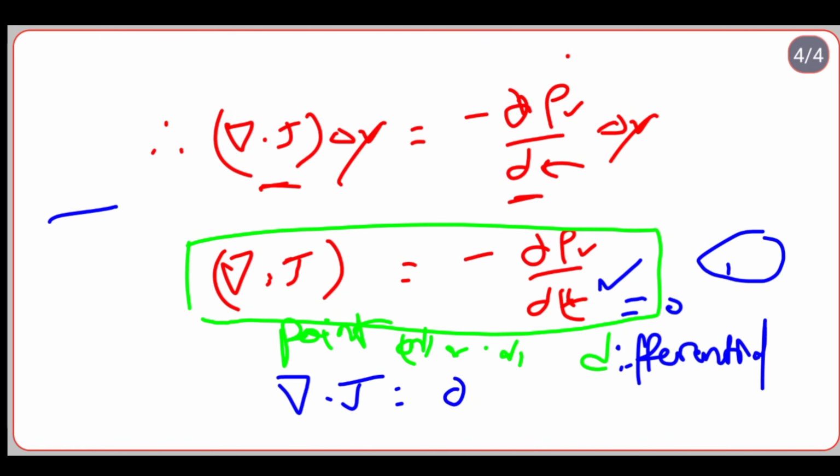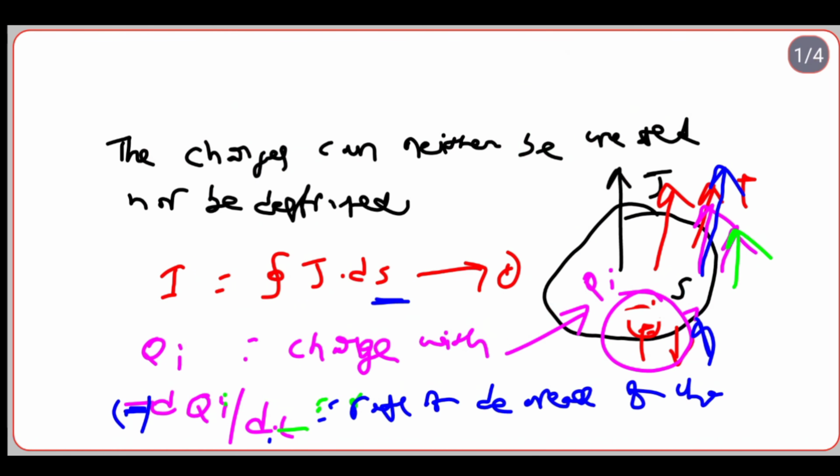For such current, the rate of flow of charge remains constant with time. The steady current has no sources or sinks, as it is constant. Understand this: for steady current, del dot J equals 0. Again, we will see what the current continuity equation is from the starting onwards.